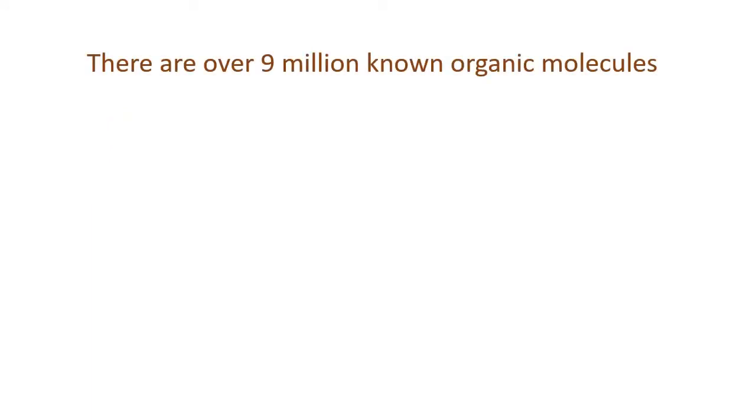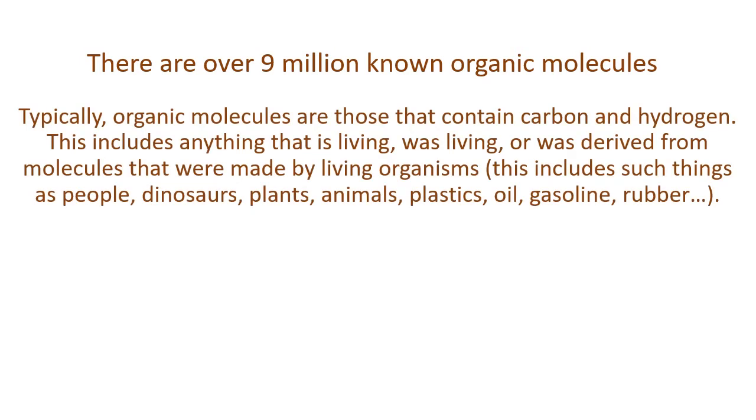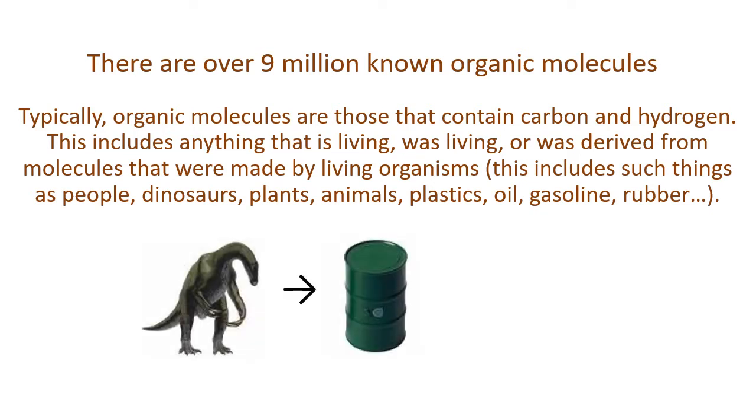There are over 9 million known organic molecules. Typically, organic molecules are those that contain carbon and hydrogen. This includes anything that is living, that was living, or was derived from molecules that were made by living organisms. This includes such things as people, dinosaurs, plants, animals, plastics, oil, gasoline, and rubber, and on and on. So dinosaurs, they died, they turned into oil. Oil we then turn into Star Wars action figures.